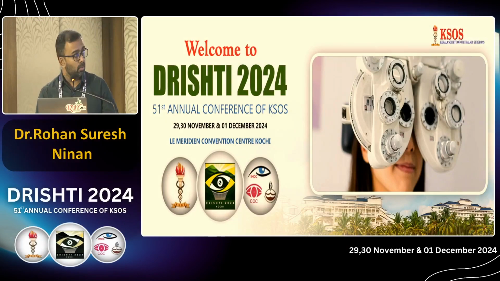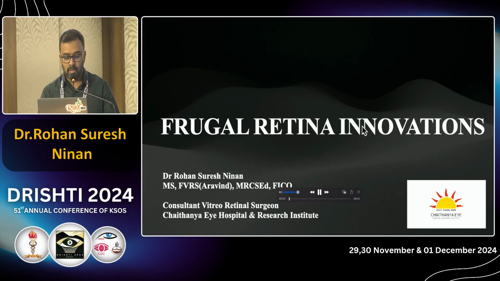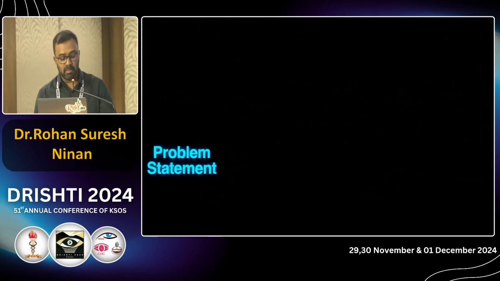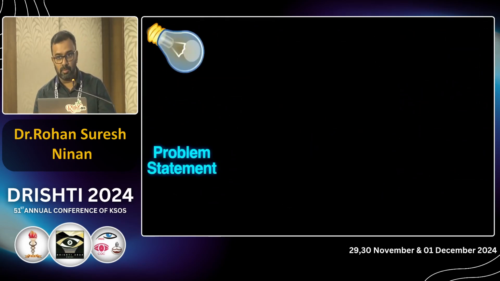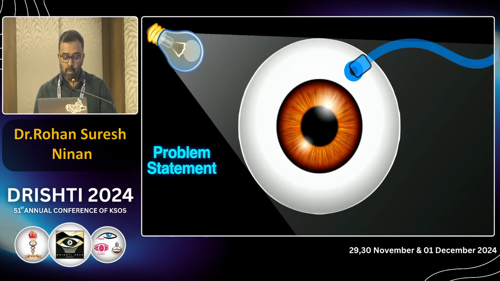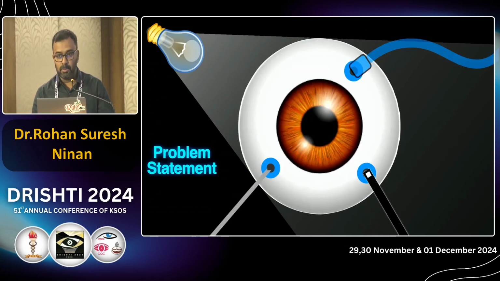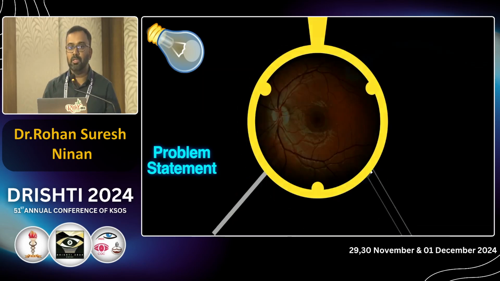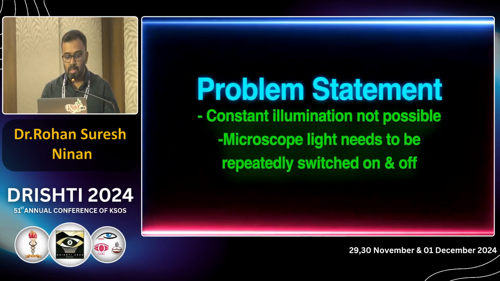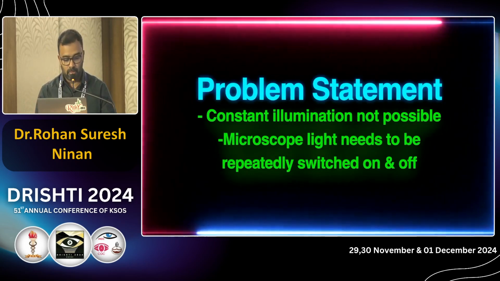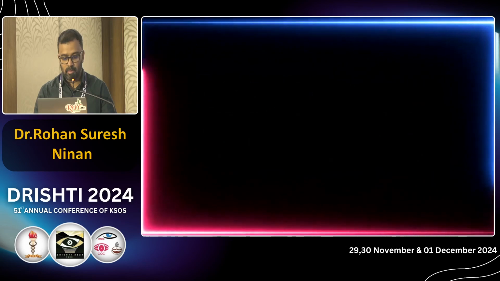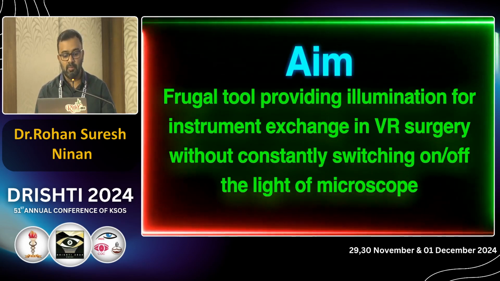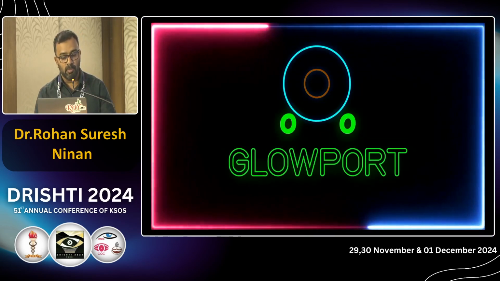Good morning, everybody. So I'll be talking about frugal retinal innovations. First, coming to the glow port. Trocar cannulas are basically used as they facilitate smooth transfer of instruments and also reduce the trauma. However, the room is slightly dimmed during PPV, and this can make port visualization difficult. To overcome this, the microscope needs to be switched on and off continuously. So the aim was to provide a frugal tool providing illumination for instrument exchange in VR surgery without constantly switching the microscope on and off.